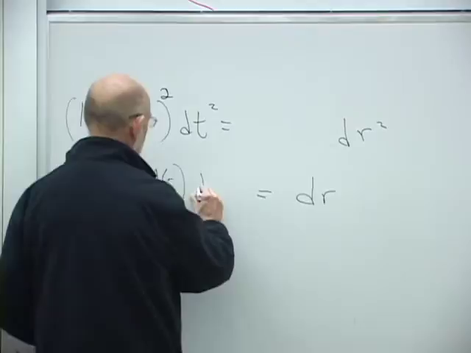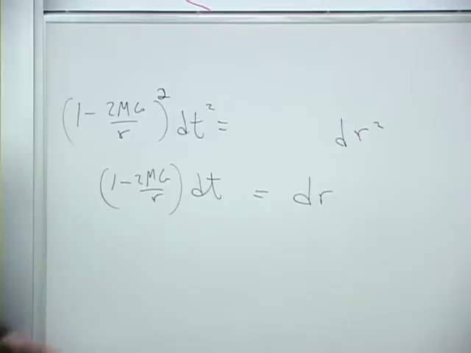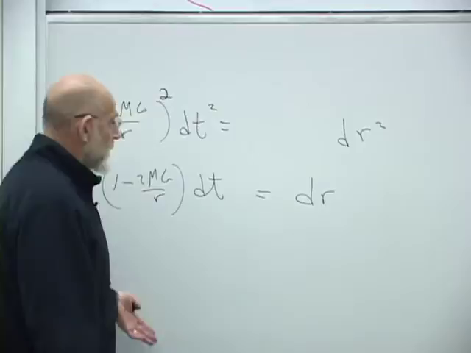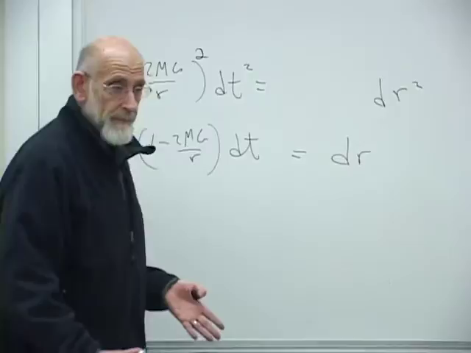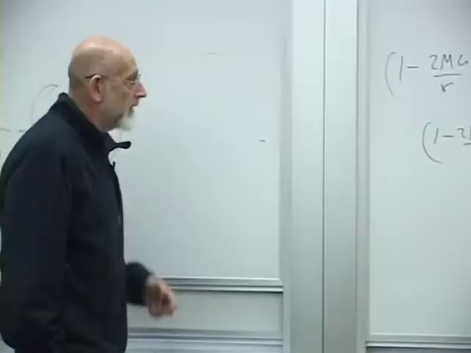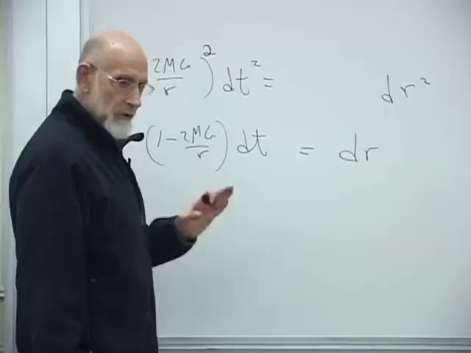If you're far away from the black hole, this is close to 1, and it just says dr is equal to dt. Of course, if I put the speed of light back in, there would be a speed of light here, and it would say that dr is equal to c dt. But that's just a statement that the light ray moves with the speed of light. In fact, the whole statement is really the statement that the light ray moves with the speed of light. But you can see that as you move in closer to the black hole, the mathematical description of the motion of the light ray gets modified a little bit.